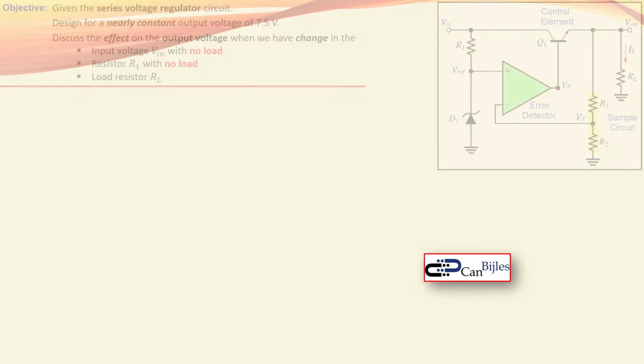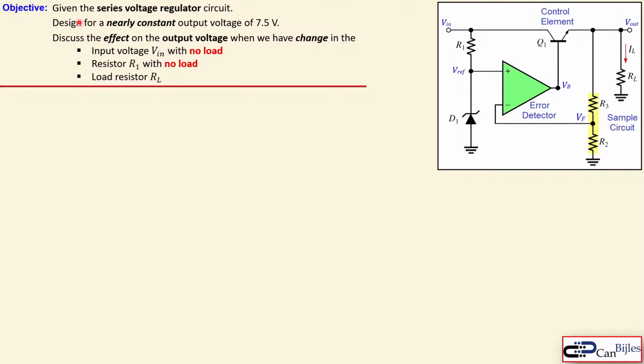Okay, let's go to our design example. We have a series voltage regulator given. This is the circuit we will use for our design. In this case we would like to design a nearly constant output voltage of 7.5 volts, and we also discuss some effects of the input voltage and changes in the resistor R1, and also what happens if you change your load resistor.